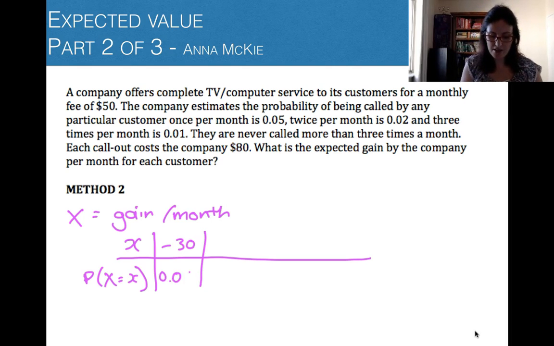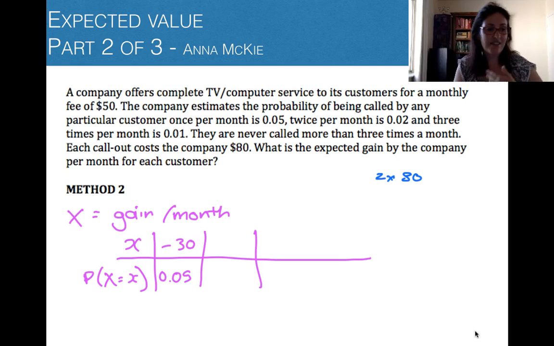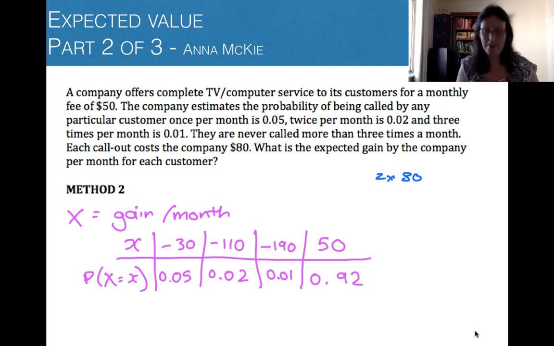The chances of that happening are that one call out. What's the next thing that could happen? If it's 2 lots of $80, 160 there, they've paid the $50, but the company's now lost 160. So the total gain or loss in that sense is 110. So I'm working that into the table to start with, and that's 2 call outs, and the 3 call outs would be $190 loss. But then remember, there's all of those times that they don't get called out, so they are making that $50, and there's the probability of that happening.